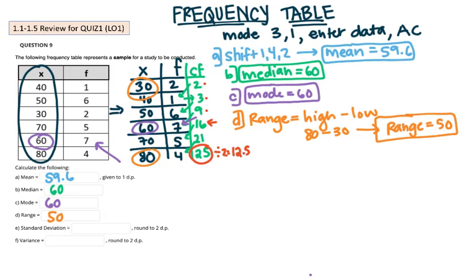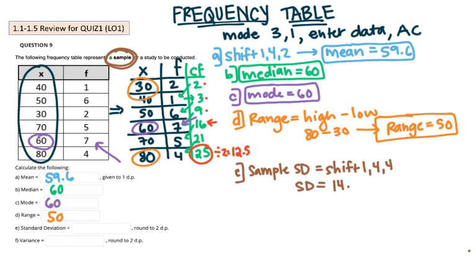Now it's asking for the standard deviation, and I look up at the question and it says sample standard deviation. So I type shift 1 4 4 in my calculator and I get 14.28 if I round to 2 decimal places. And then the last one, it's asking for the variance.